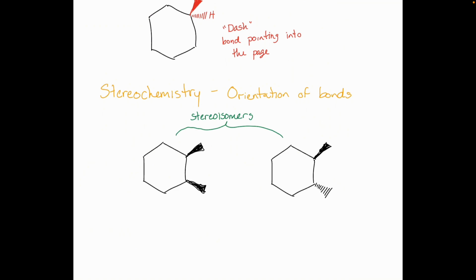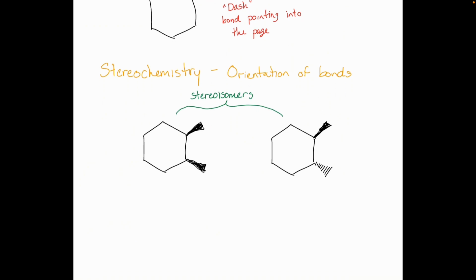They are distinct molecules. If you made one of them, it's not going to magically transform into the other one. There's no way to orient that molecule in space that it would ever look like the other one. They are indeed 2 distinct molecules. So we have to build their distinction into the name.